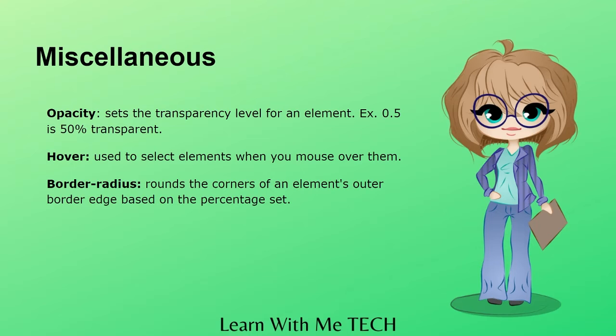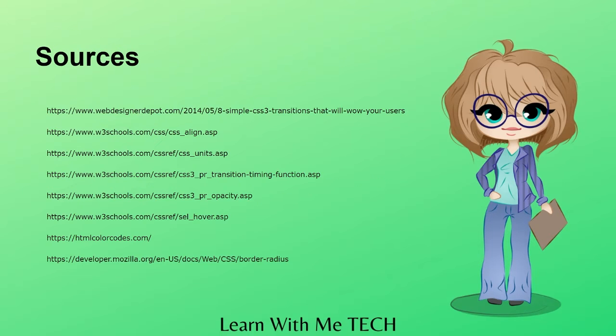And some miscellaneous items, I'm going to use opacity. That sets the transparency level for an element. An example, a 0.5 is 50%, so your image will be transparent by 50%. Hover, used to select elements when you mouse over them. And border radius, we're going to use that to round the corners of the element's outer border edge. And that's going to be based on a percentage we set. And these are just the sources that I used to get this information to learn how to do this. I'm going to have all of these links in the description box.